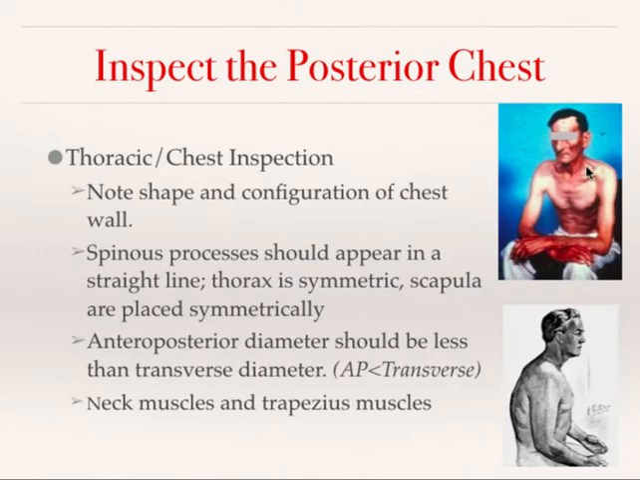Like I said, you're going to look at the neck and trapezius muscles. The anterior posterior diameter should be less than the transverse diameter. So your AP diameter is going to be less than your transverse. Transverse would be going from this side to that side, versus AP, which is from front to back.